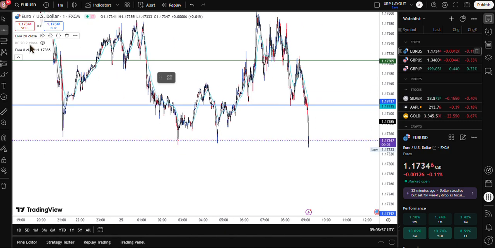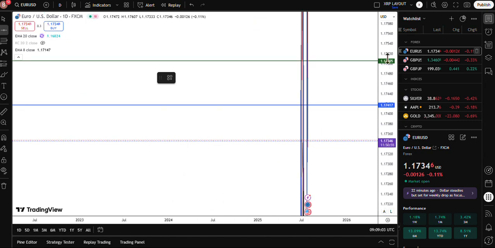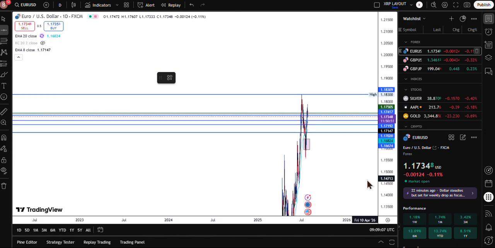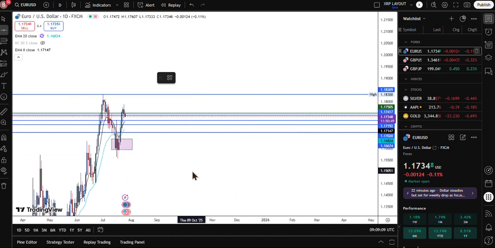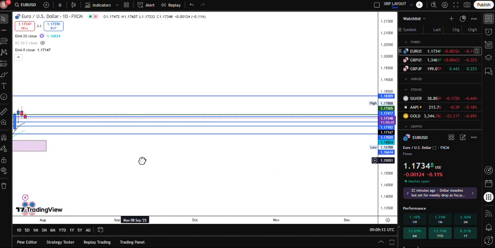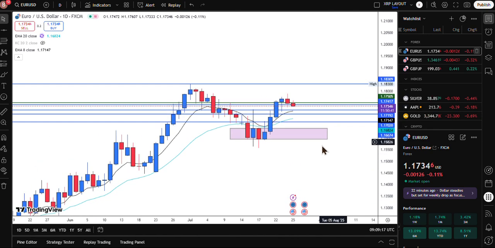Let me put another zone. Let me actually check the daily and let's see what that zone is looking like, where it's trying to go next. Okay, so delete that. Okay. So this is the daily. It's still going down on that candle.